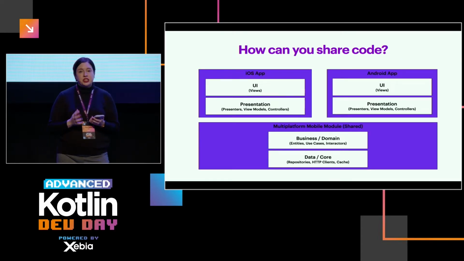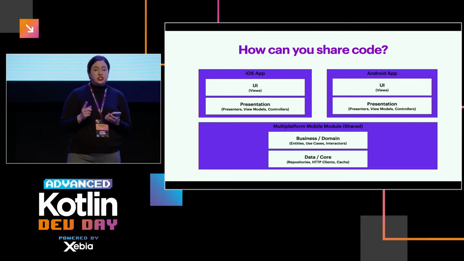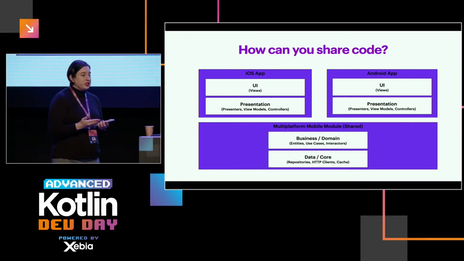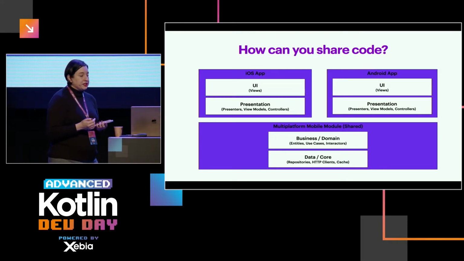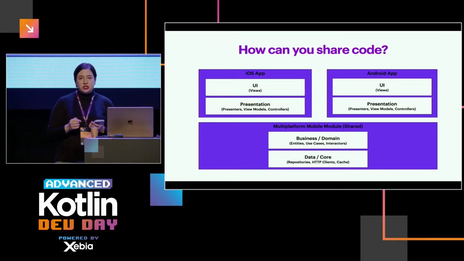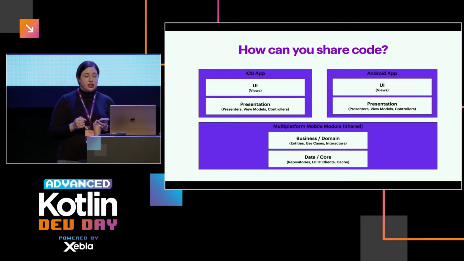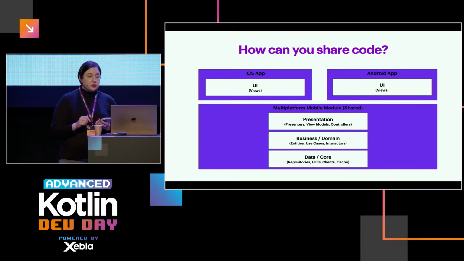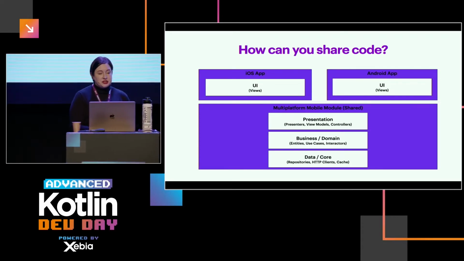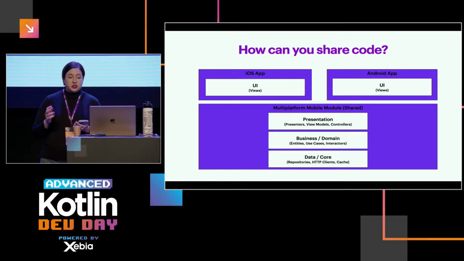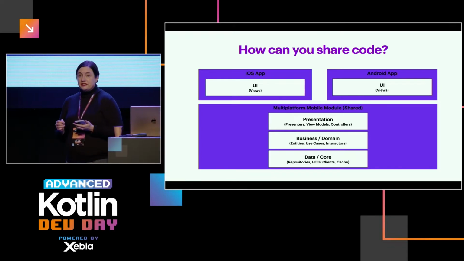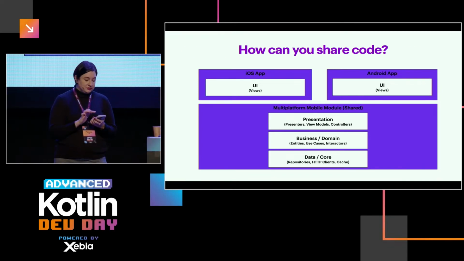I've mentioned that you can share code between the two platforms, and that the decision is yours on what you share and what you don't share. But there are common scenarios of code sharing. For example, here we're sharing the data or core layers and the business or domain layers, but we're choosing not to share the presentation or UI layers, and that's completely fine. But we can also go one step further and share the presentation layer of presenters, view models, and controllers. To reiterate, the choice is really, really yours.